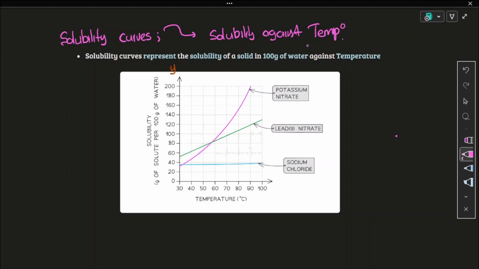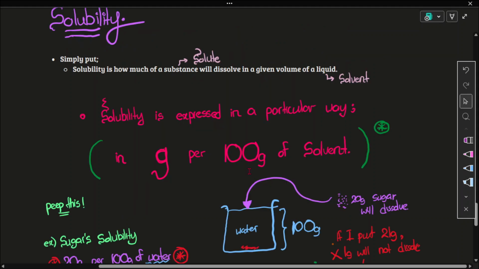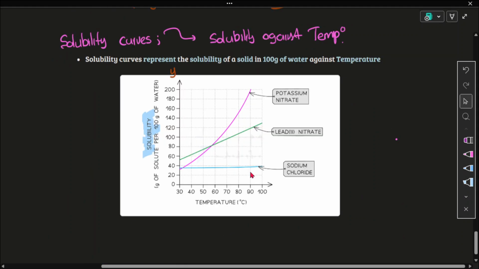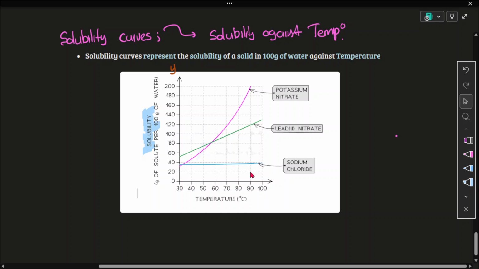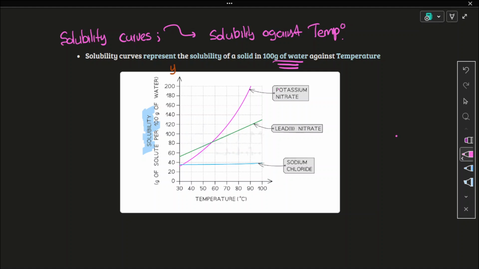So on the y-axis, we've got the solubility. How is solubility expressed? Do you remember? In grams per 100 grams of solvent. In this case, in grams per 100 grams of water. Okay, simply that. And then we've got the temperature.